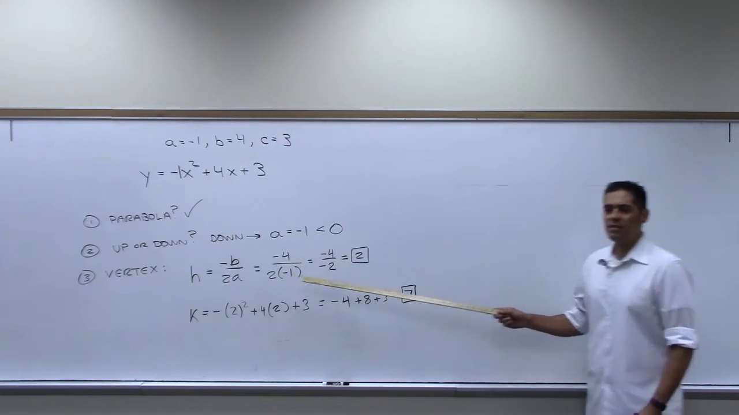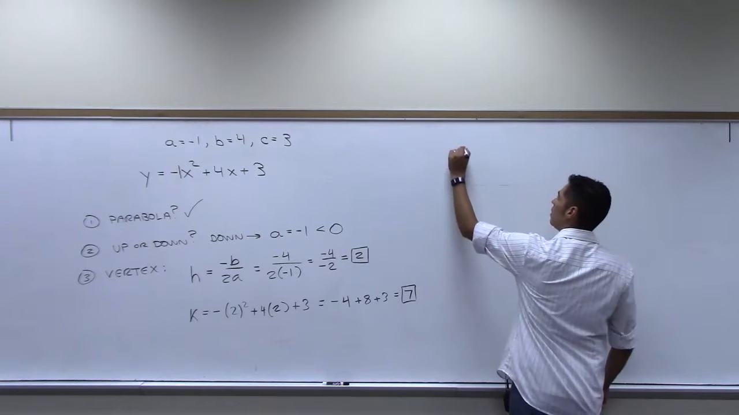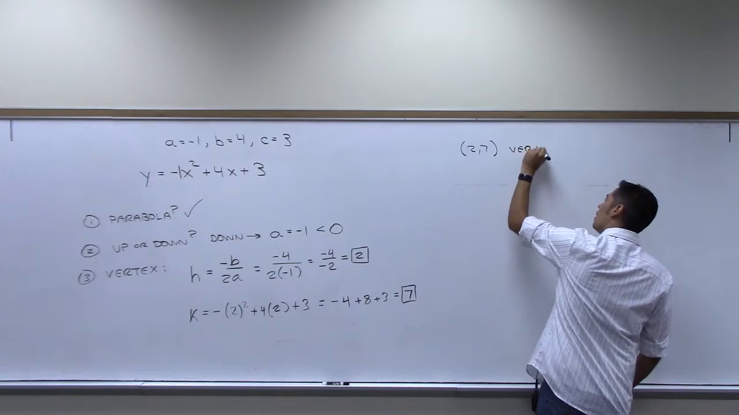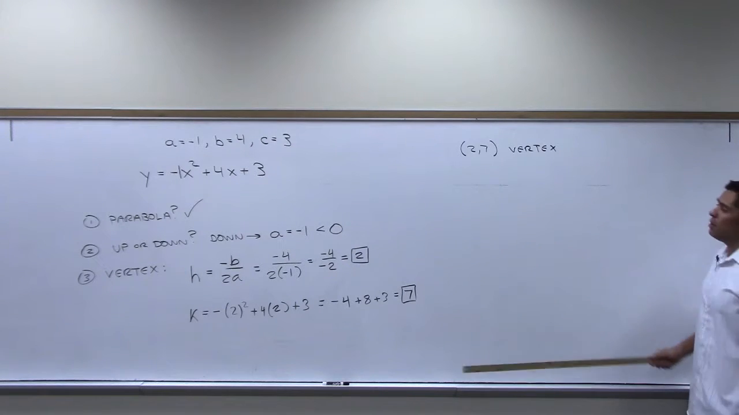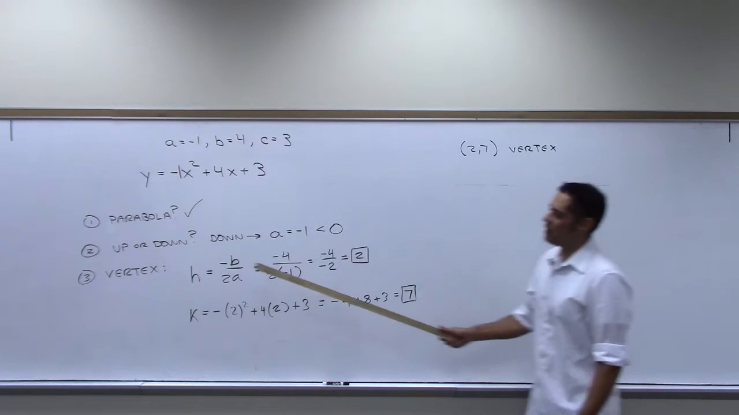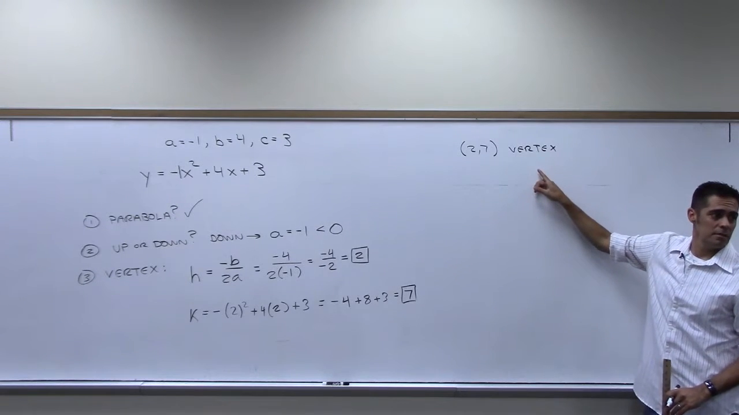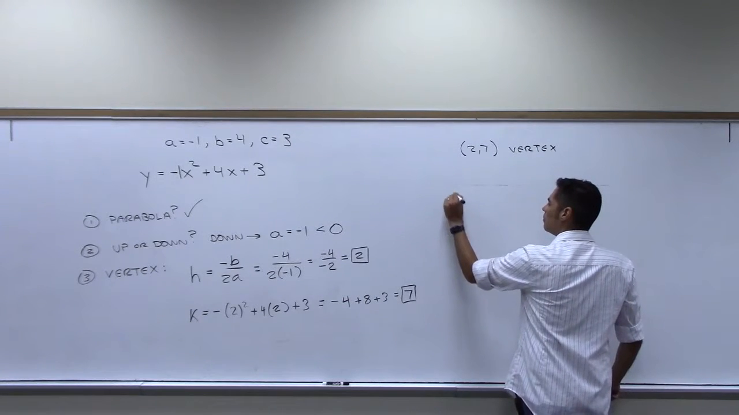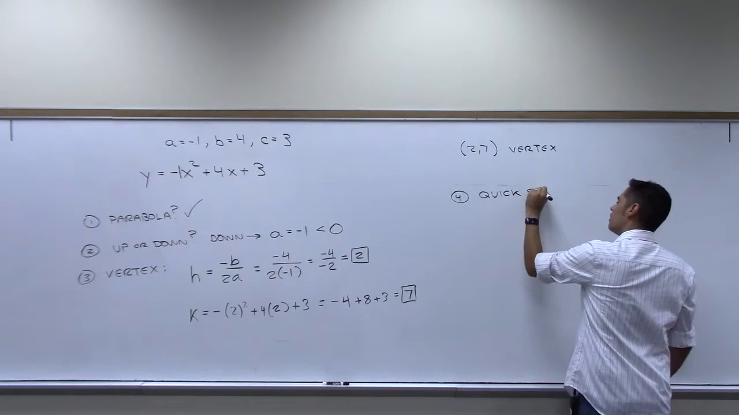Now remember, the vertex on our graph is a point, isn't it? So our vertex is the point 2, 7. Now, is this vertex the highest point on our graph or the lowest point? It's going down. Okay, so because the parabola is going down, we will have a highest point, and this is the highest point right here. What was the next step? Quick sketch.